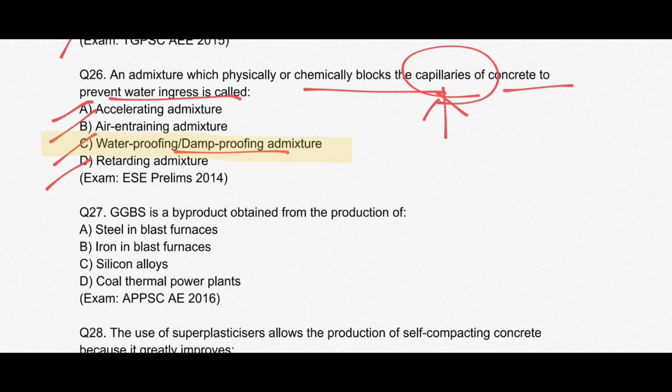27th question. GGBS is a byproduct obtained from the production of: option A, steel in blast furnaces; option B, iron in blast furnaces; option C, silicon alloys; and option D are coal thermal power plants. So the answer is option B, that is iron in blast furnaces. GGBS is a byproduct that comes from iron in blast furnaces.